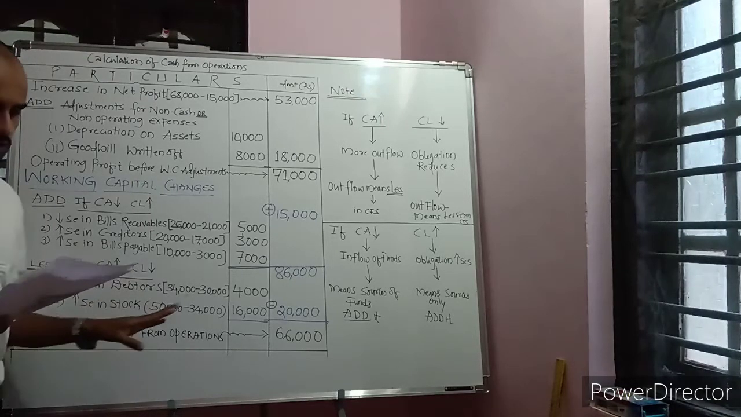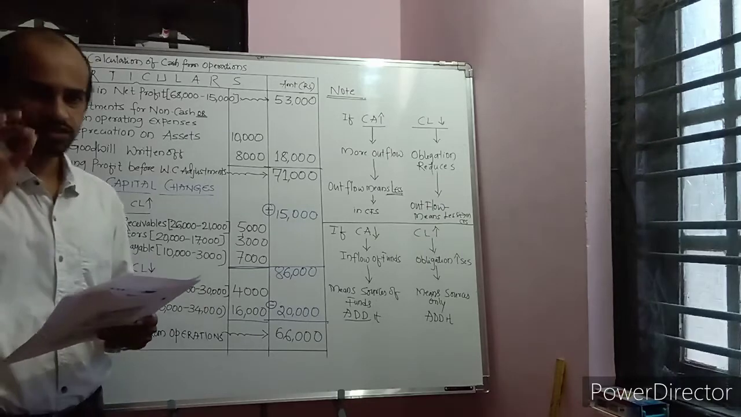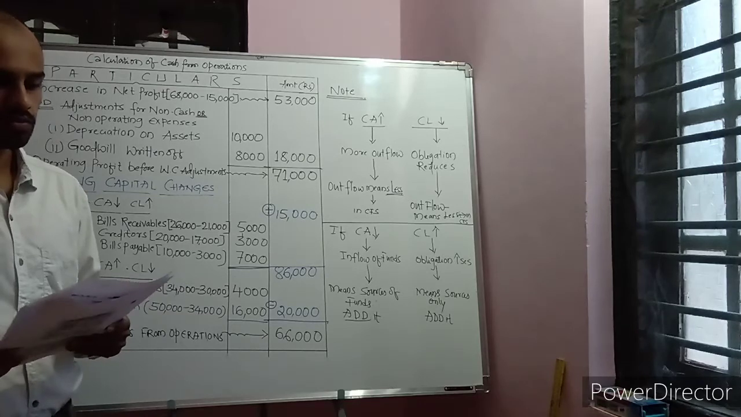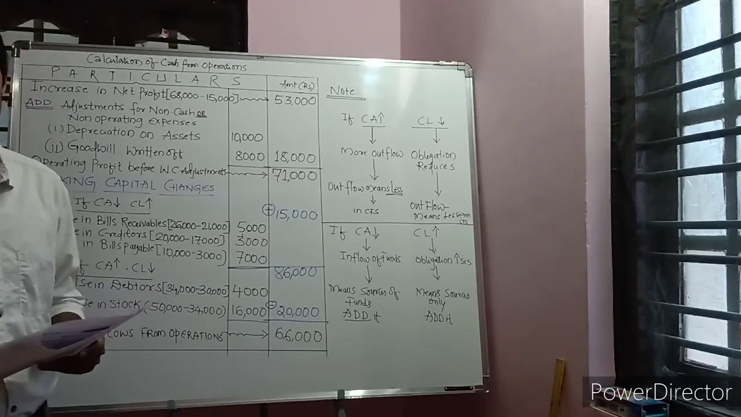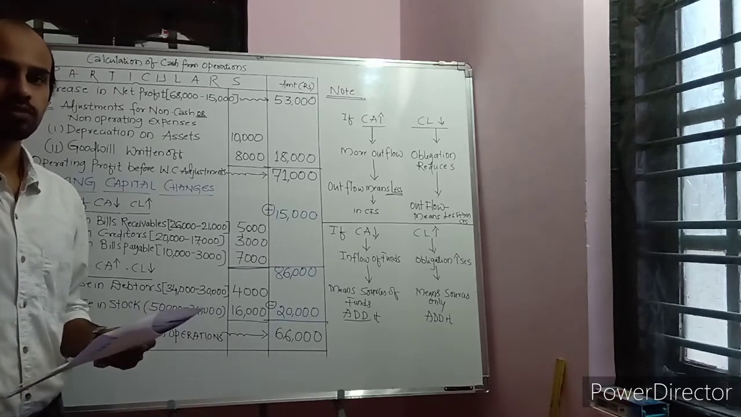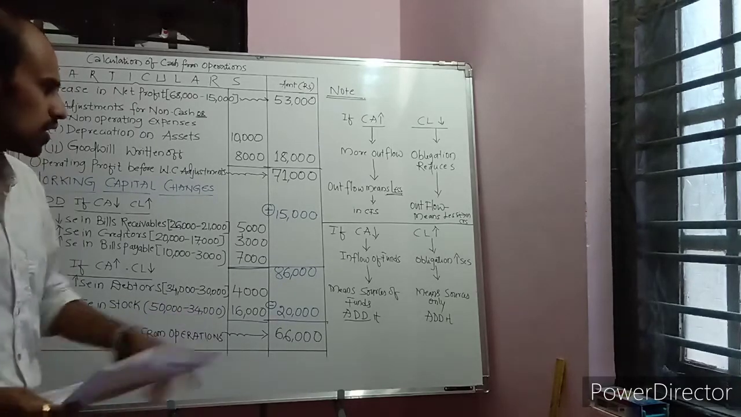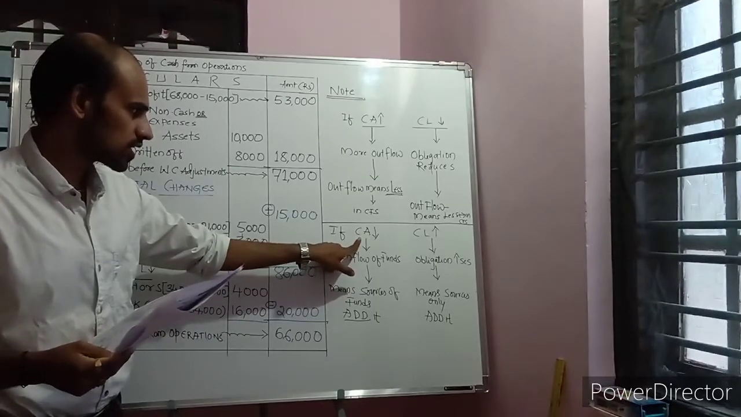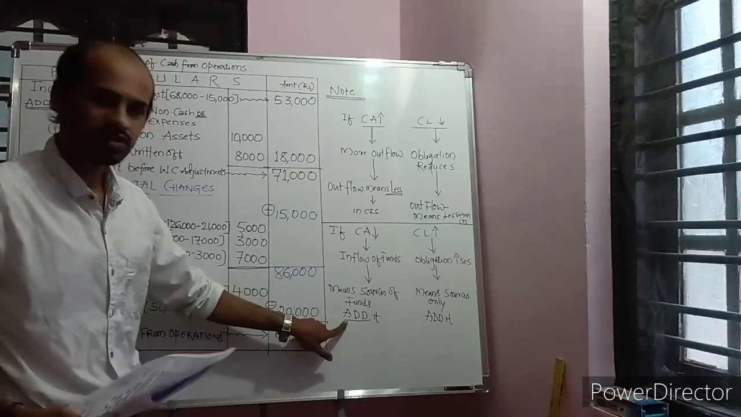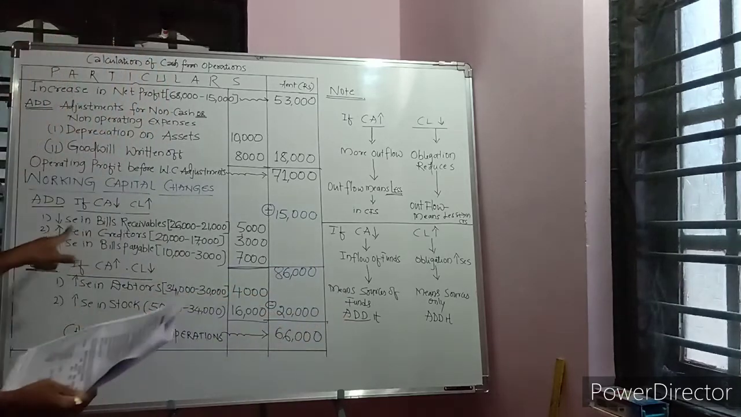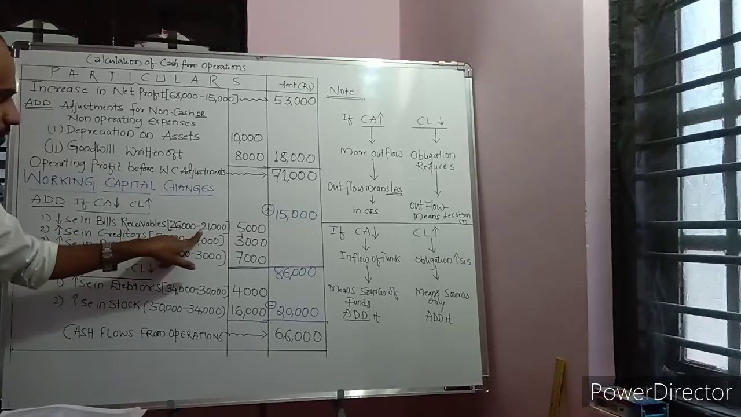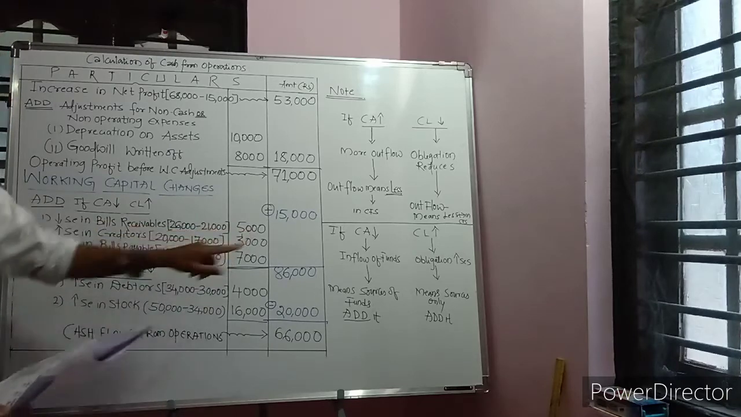So second item, that is bills receivables. 26,000 and 21,000. So bills receivable value has decreased. When the bills receivable value decreases, to that extent the money outflow is reduced. Therefore, if current assets decrease, it is nothing but an inflow of funds, means a source of funds, that is added. So right here, decrease in bills receivables, 26,000 minus 21,000 equal to 5,000.